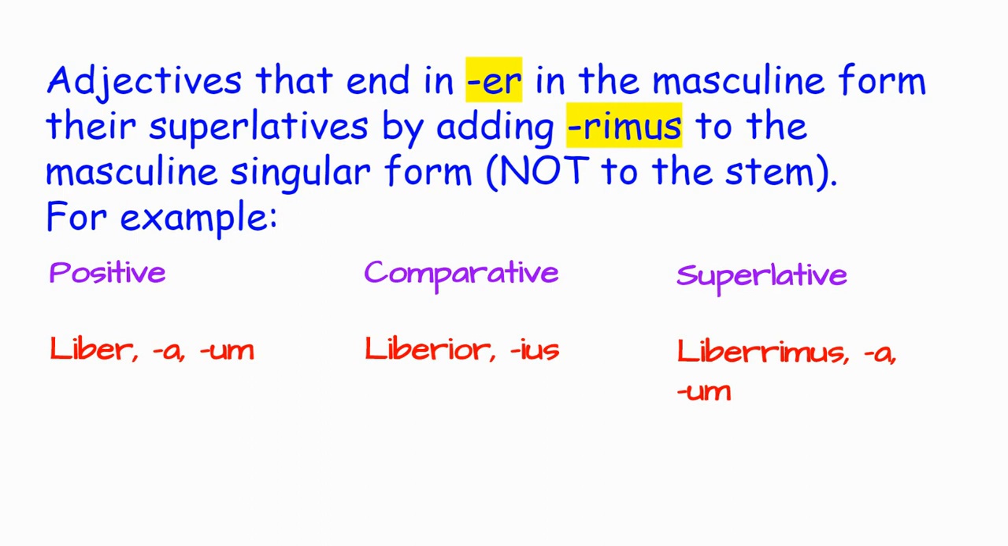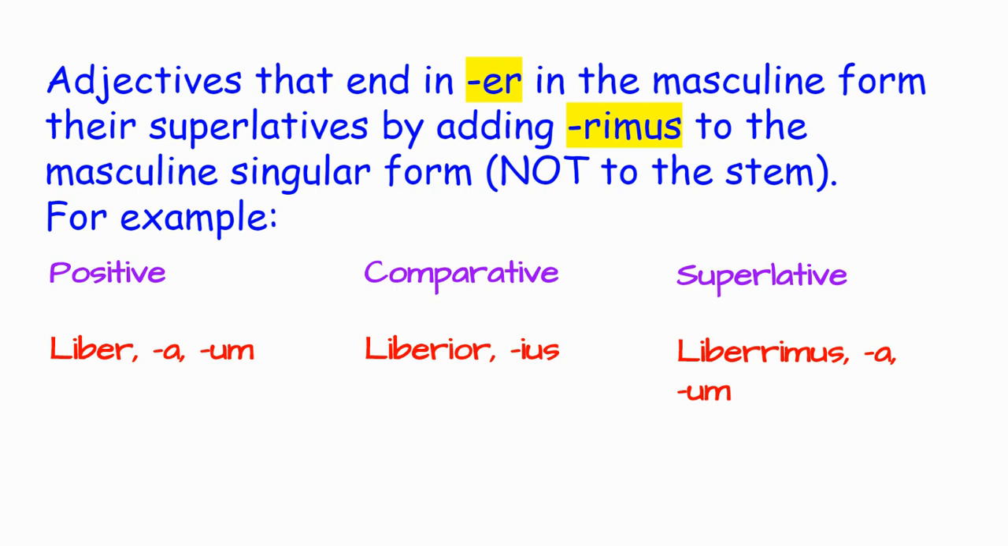We also form the superlative differently with adjectives that end in er in the nominative singular masculine. And that's the same whether they're second declension adjectives or third declension adjectives when they have the er. They form the superlative by adding rimus to the masculine singular form. Notice this time it's not to the stem, like we did with the previous adjectives whose stem ended in l. Here we add it to the masculine singular form.